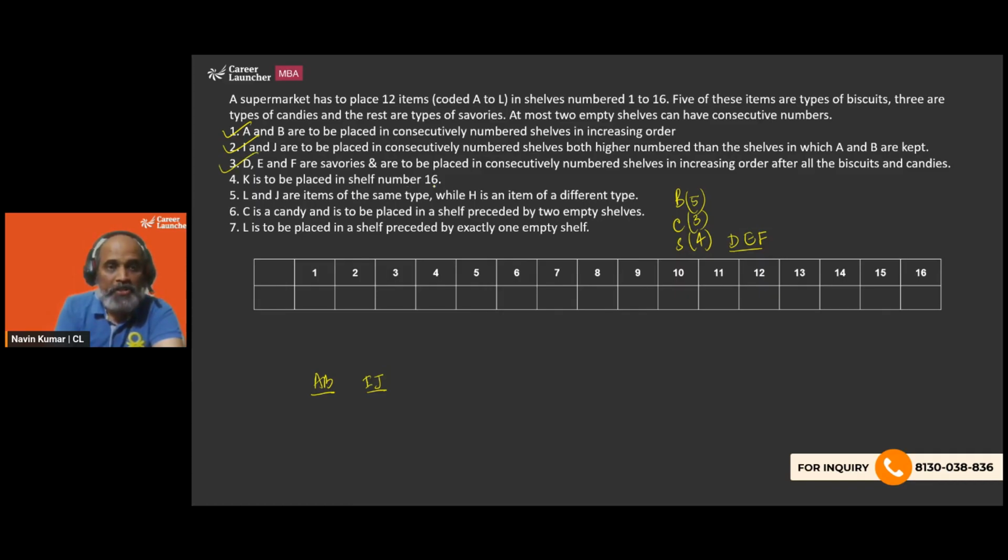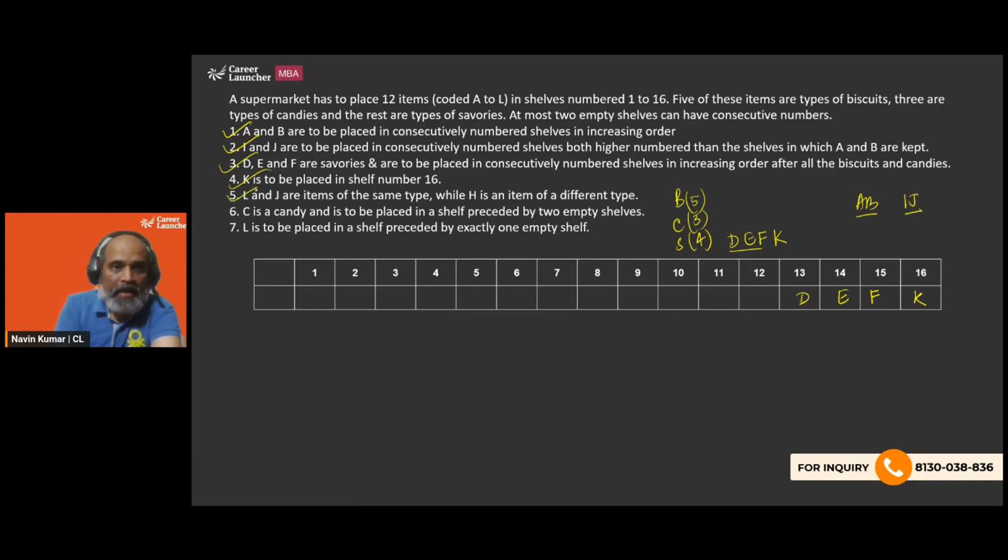K is to be placed in shelf number 16. So if K is supposed to be placed in shelf number 16, and savories are at the end, and there are four savories, out of which K is now definitely one of the savories. So that means D, E, F will come here. So we have got D, E, F, K as the four savories. Okay, I'll write it here. So AB will come along, IJ will come along like this.